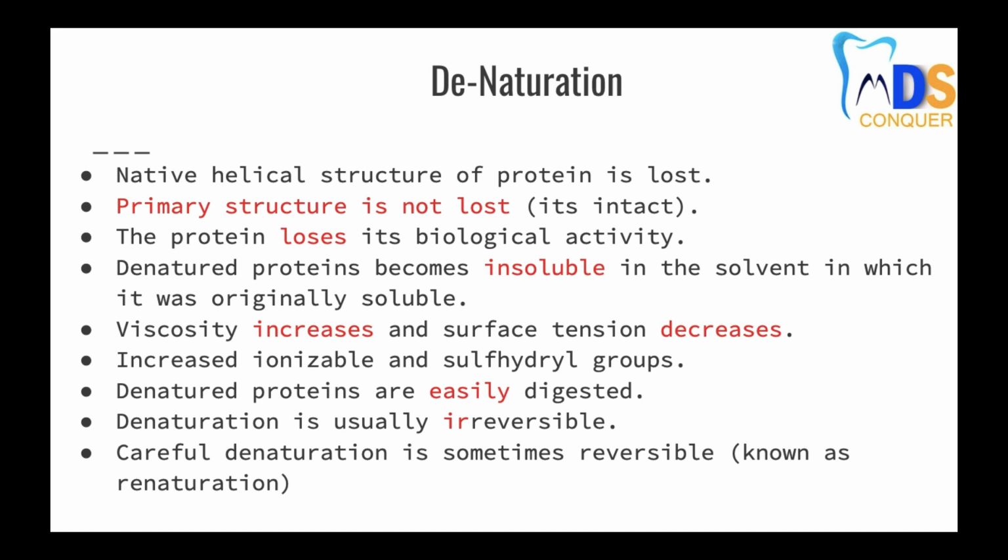Denatured proteins are easily digested when compared to raw proteins. Cooked vegetables, for example, are denatured, so they are easily digested compared with non-cooked products. Denaturation in general is usually an irreversible process and cannot be reversed, but sometimes careful denaturation can be reversible, which is called renaturation.